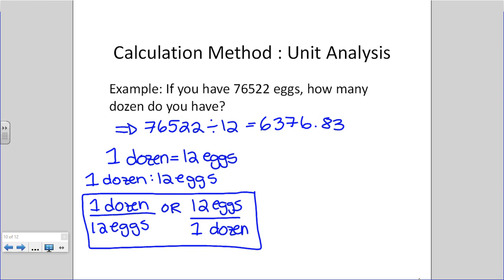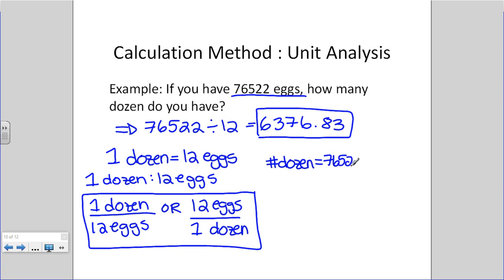So how would I do this? So I know this is the answer that I'm going to get, but how am I actually going to get there? So to show my work, I'm going to go my number of dozen of eggs, and I'm going to start off with the quantity that's always given in the question. So 76,522, and I'm going to put eggs with it. And then I'm going to multiply it by one of my two ratios. I can either pick 1 dozen over 12 eggs or 12 eggs over 1 dozen.